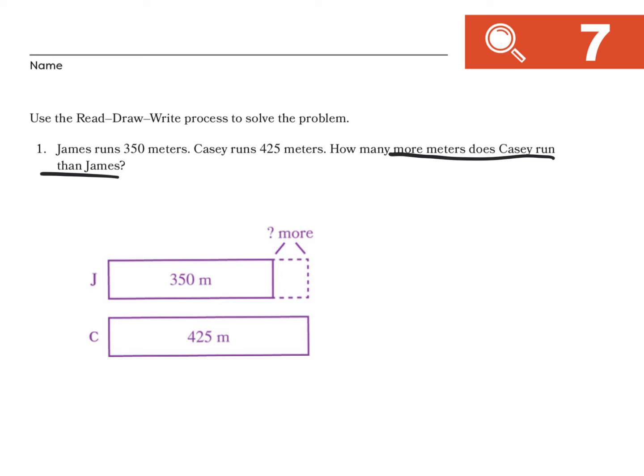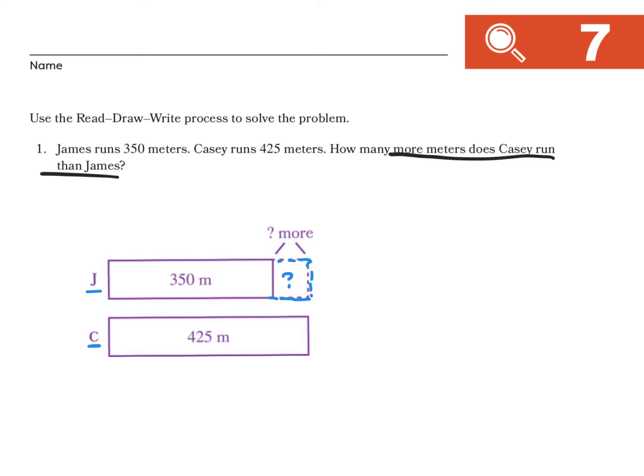So what I've done here is I've drawn two tape diagrams. I showed how much James is running, okay? So I created James, and I showed that he ran 350 meters. I also created a separate tape diagram for Casey to show that she ran 425. Now the question that we're wondering is how many more meters does Casey run than James? So that's why I made this dashed box with a question mark inside. You can even write a question mark in the box if you like.